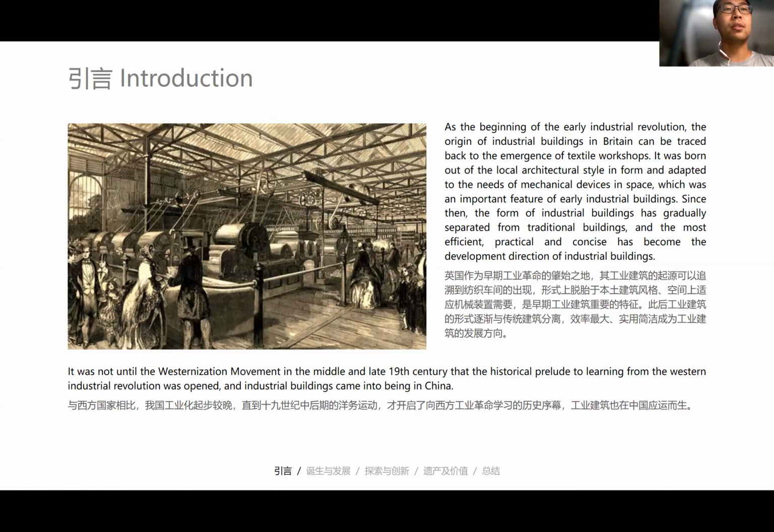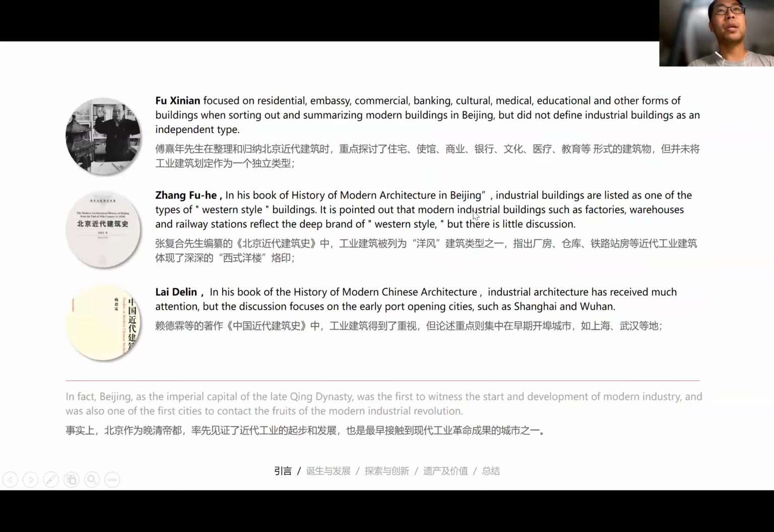Compared with Western countries, China's industrialization started relatively late. Industrial architecture didn't emerge in China until the Westernization movement in the mid-late 19th century. In fact, Beijing, as the capital of the late Qing dynasty, was the first to witness the start and development of modern industry, and one of the first cities to be exposed to the outcomes of the modern industrial revolution.